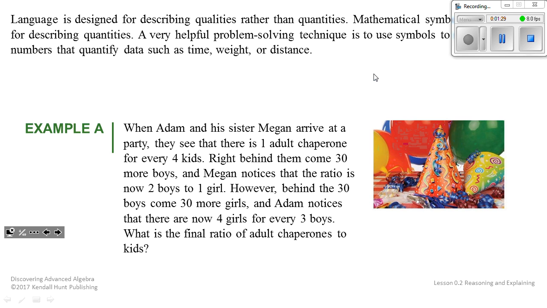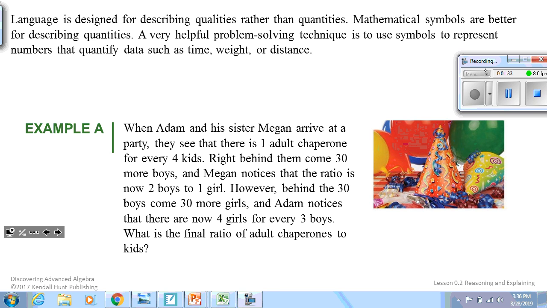All right, language is designed for describing qualities rather than quantities. So in math, we're going to use symbols for describing quantities. Right? We've done this many times before in algebra. A very helpful problem-solving technique is to use symbols to represent numbers that quantify things like time, weight, distance. Those are some common ones. So let's take a look at a problem.